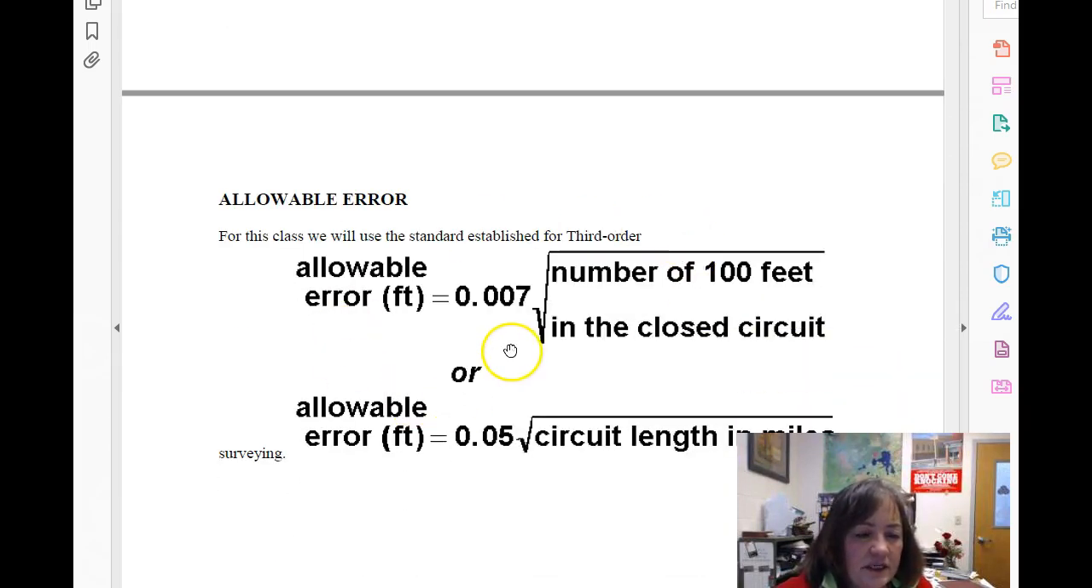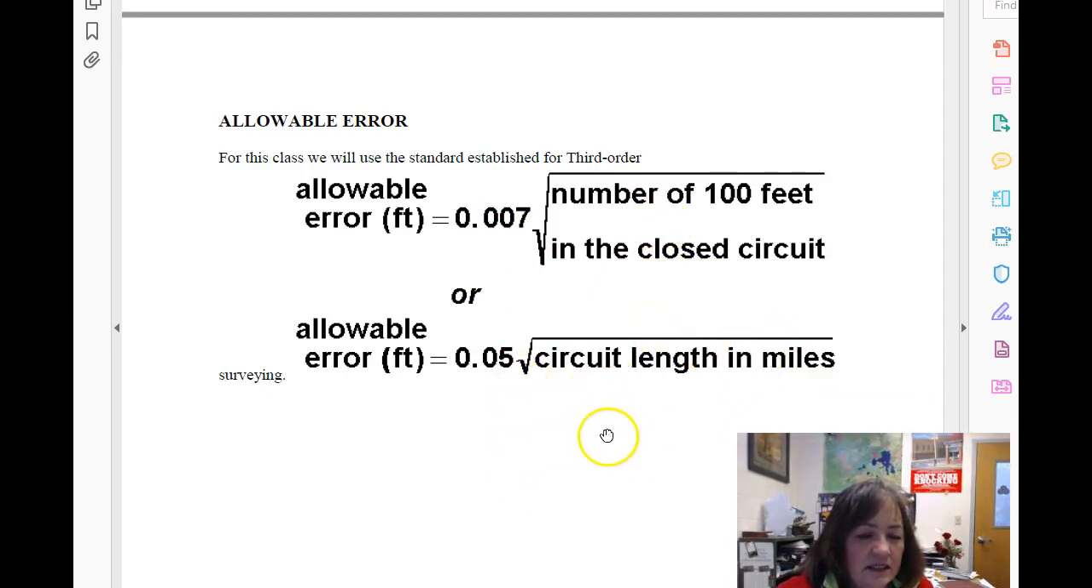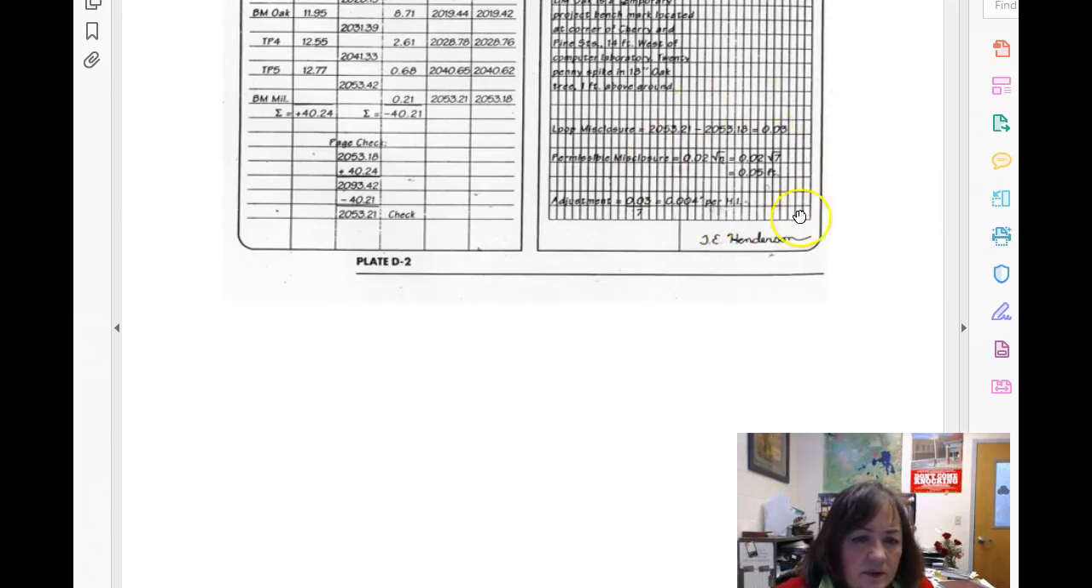Okay, so here is the standard in the class: either 0.007 times the number of 100 feet in the closed circuit, or the number of links. Now, like I said, what we will be using, this is called a third order. Ours is a little bit simpler. We're going to be using this adjustment, meaning that it is 0.02 times the number of readings, or the number of times we set up the instrument.